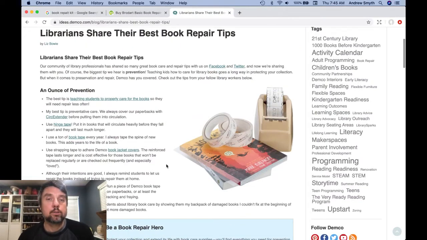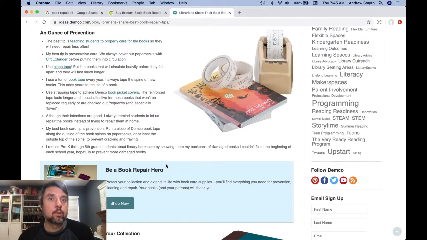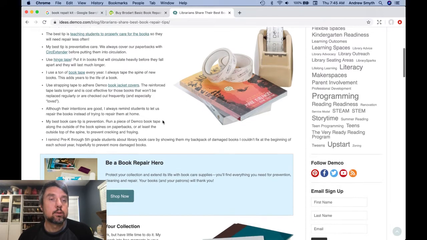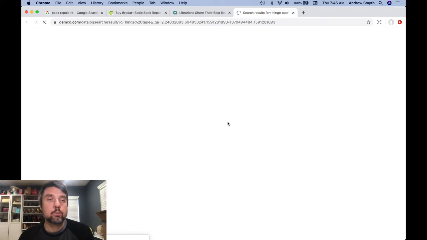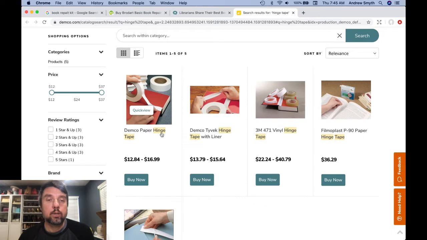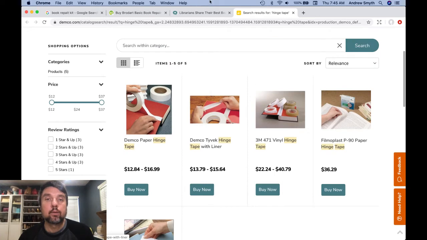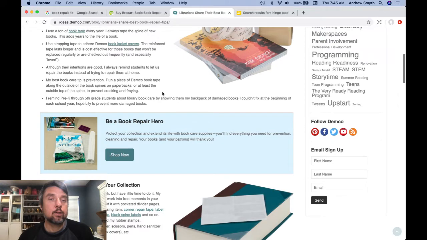Here's some librarians share their best book repair tips. Use Hinge Tape. What is Hinge Tape? Where does that go, to Amazon? Oh. Okay, Hinge Tape. Demco paper hinge tape. Oh, I see. Huh. Okay. Book tape every year. Always tape the spine of new books. This adds years to the life of a book.